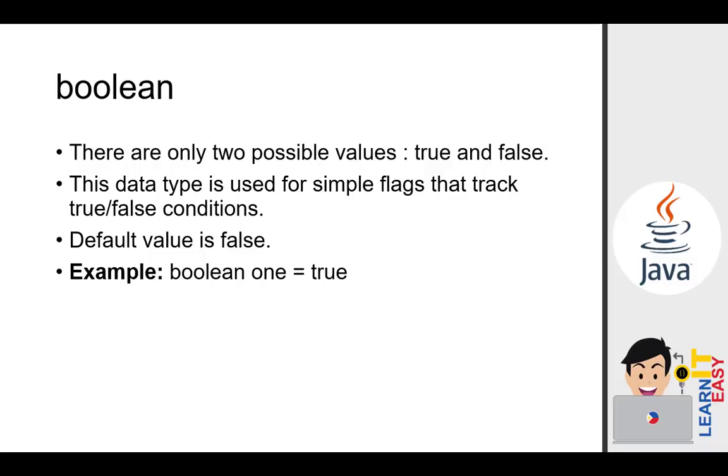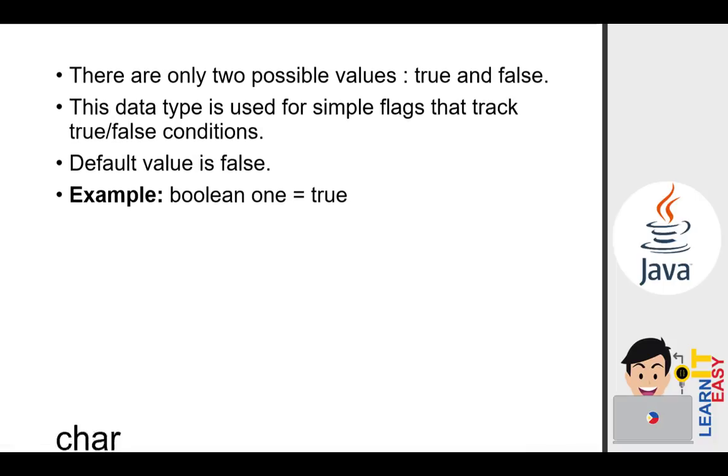This data type is used for simple flags that track true or false condition. Default value is false, and a good example of how we declare them is Boolean, space, the variable name, for example, 1, and then we're going to equate it with the value of true. By the way, kapag maglalagay tayo ng value kagaya ng true or false, hindi tayo naglalagay ng double quotes or single quotes. Basta you just have to write true or false. That's it. Okay? Kasi mag-error yan. Hindi yun yung data type para sa kanya.